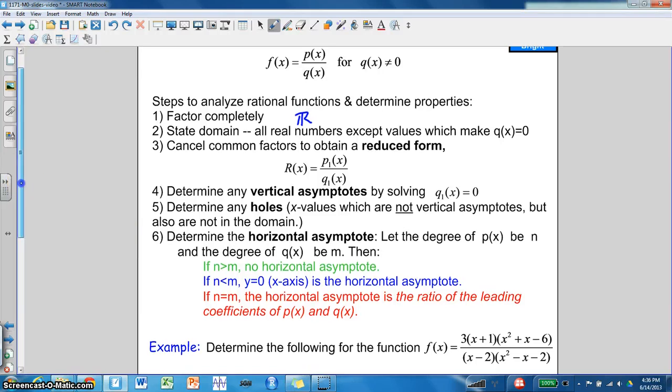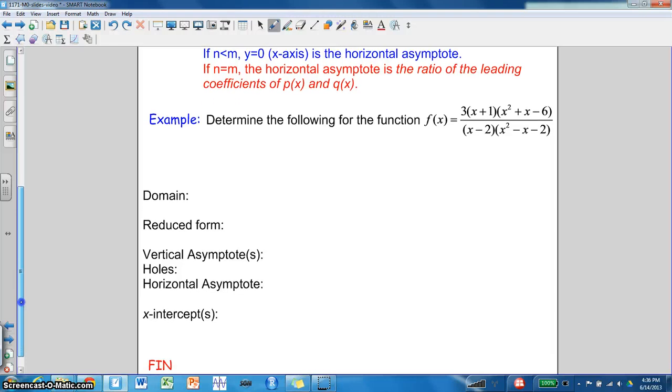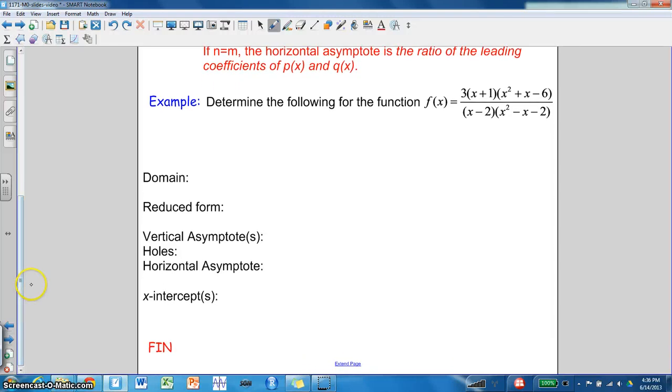Okay, so let's actually just go through a problem. We have the following function. We want to determine its domain, reduced form, vertical asymptotes, holes, and horizontal asymptotes, and I added an extra part where we have to identify the x-intercepts. So first, we want to try and factor this.